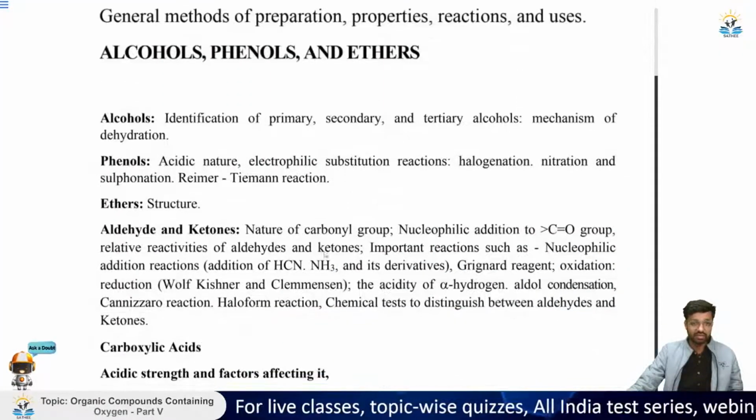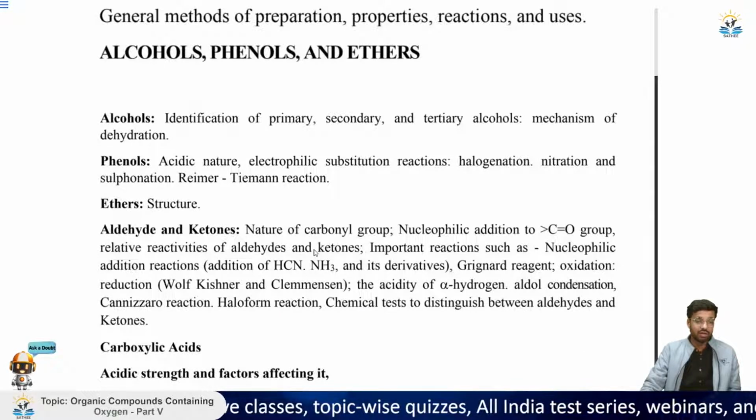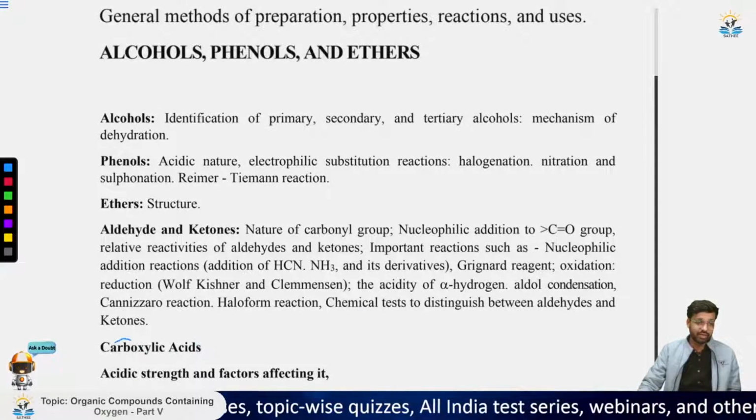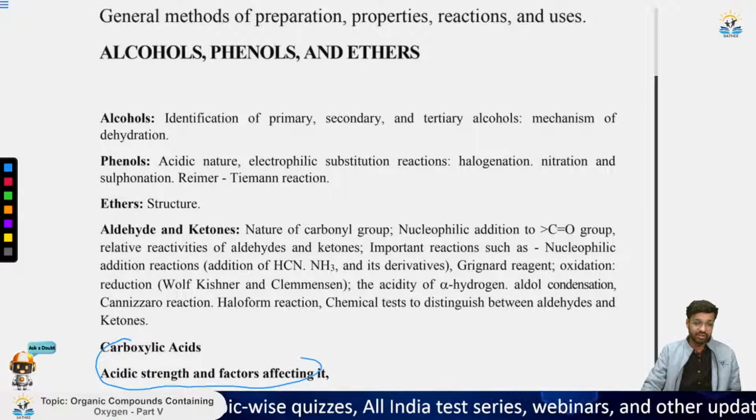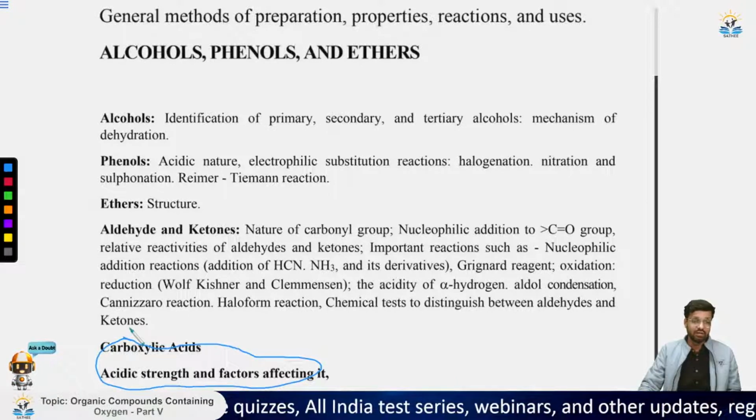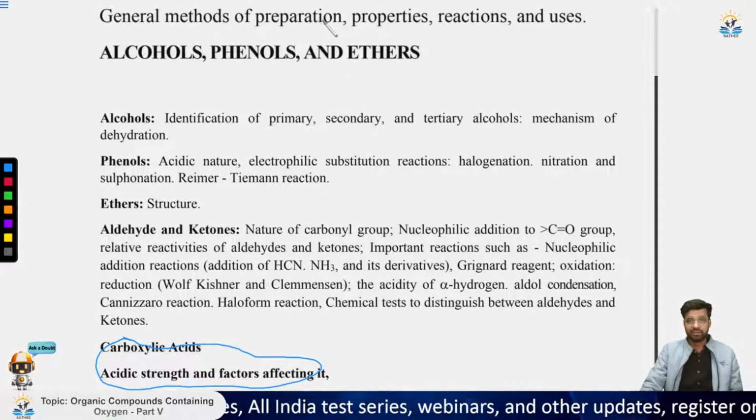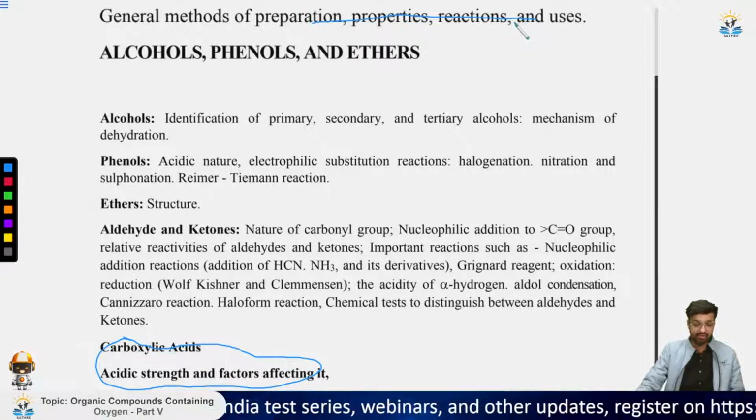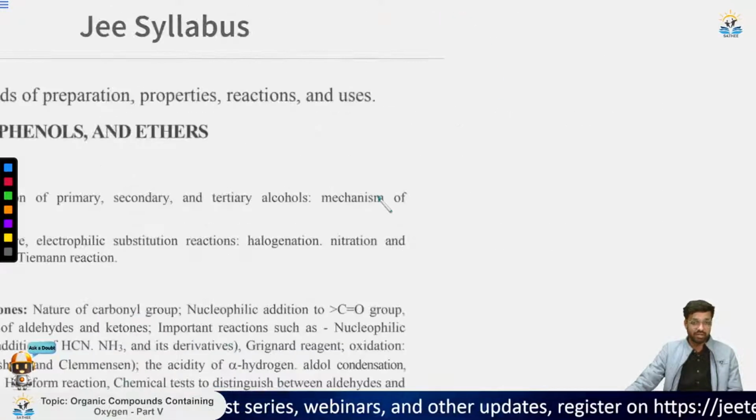So the part of the JEE syllabus issued by NTA to be covered today is carboxylic acid and its acidic strength and factors affecting it. Plus, we will be seeing its preparation, properties, reactions, etc. So let us start today's lecture.